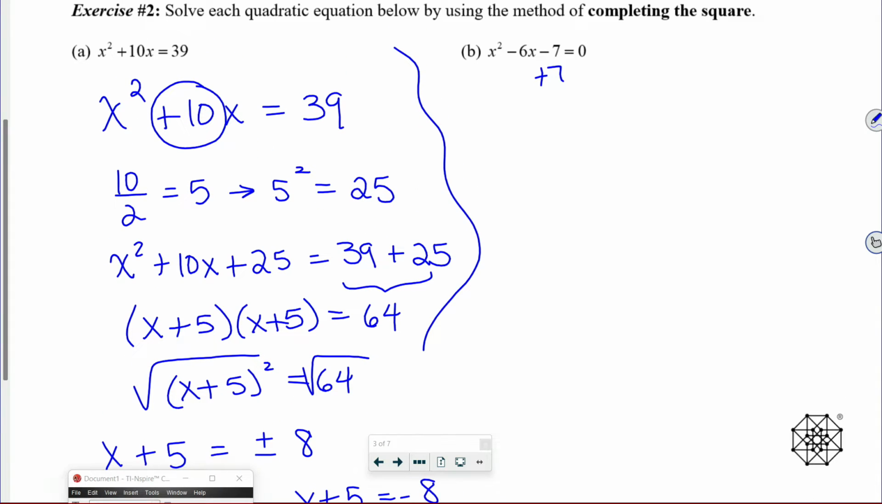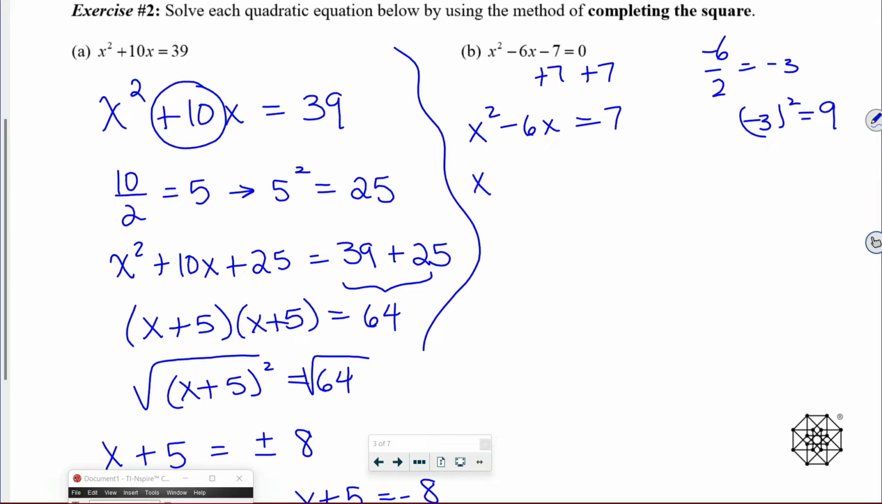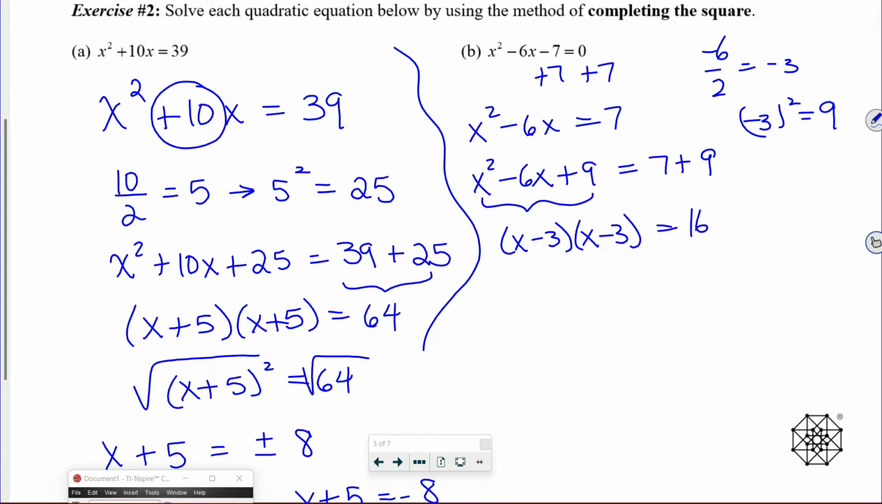First thing I'm going to do is move that unwanted constant to the other side. That's going to be x squared minus 6x is equal to positive 7. I take that number that's multiplying x, that's negative 6. I divide it by 2, I get negative 3. I take negative 3 and I square it, and I get positive 9. I will always get a positive number when I square. So I'm going to get x squared minus 6x plus 9 is equal to 7 plus 9. This then factors into x minus 3 times x minus 3 is equal to 16.